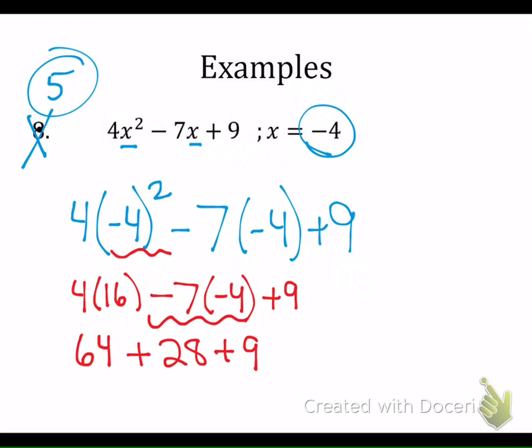Now I'm down to just addition and subtraction. So I am going to work from left to right. And when I do 64 plus 28 plus 9, I get 101.